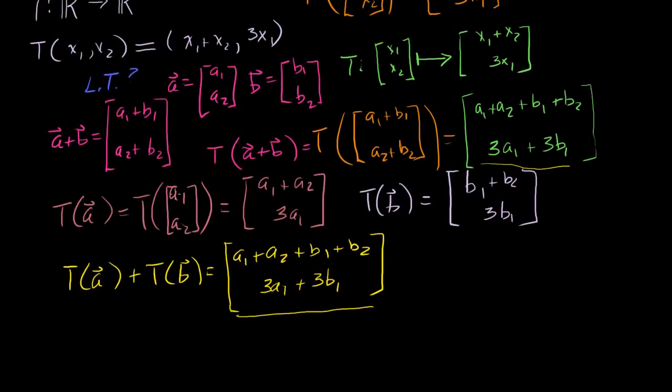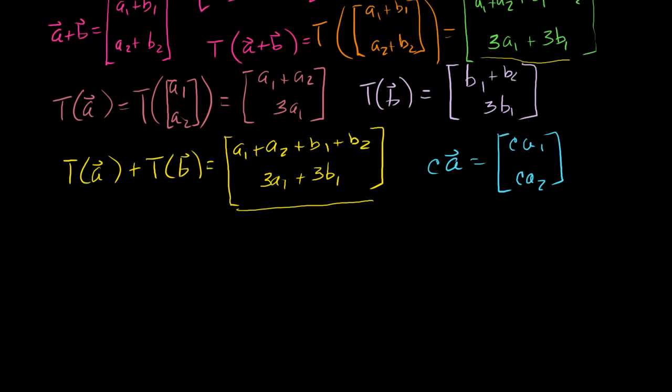So we know what the transformation of a looks like. What does c times a look like, first of all? I guess that's a good place to start. c times our vector a is going to be equal to c times a1 and then c times a2. That's our definition of scalar multiplication times a vector.